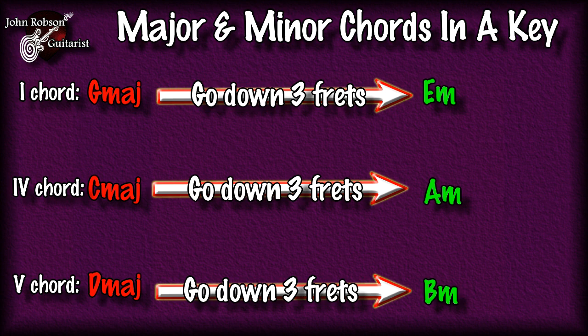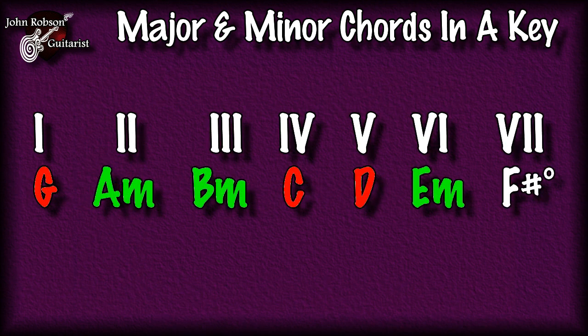Basically, E minor is a minor chord 3 frets below G major, A minor is a minor chord 3 frets below C major, and B minor is a minor chord 3 frets below D major. And there you have the main major and minor chords in any given key.